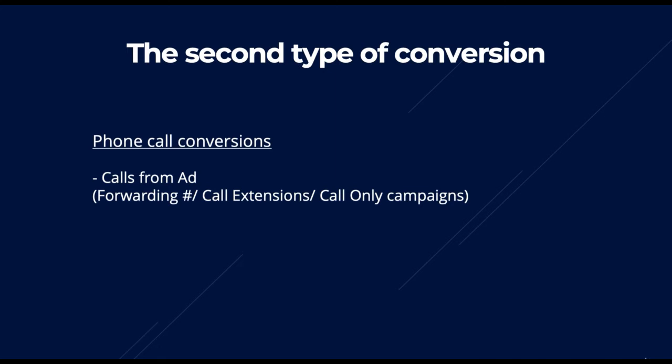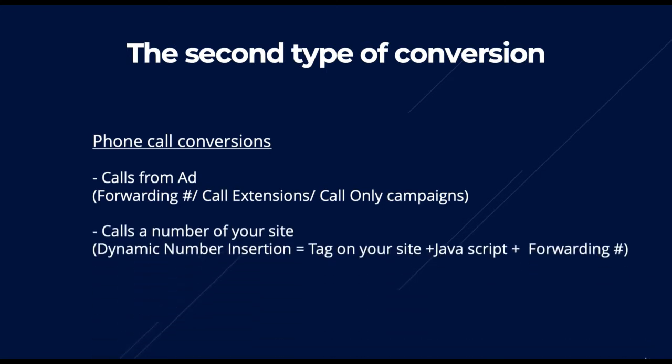Okay, the more complex way of tracking phone calls are calls to a number on your site. So what happens if someone clicks your ad, lands on your website, and then gives your number a call? Well, as that's your personal number, Google has no way whatsoever of knowing how many calls you've generated. So to track phone calls this way, you need to use what we call a DNI, which stands for Dynamic Number Insertion, which basically means when someone lands on your website after clicking an ad, they will see a different number to someone who lands on your website through another channel, such as social media or organically.